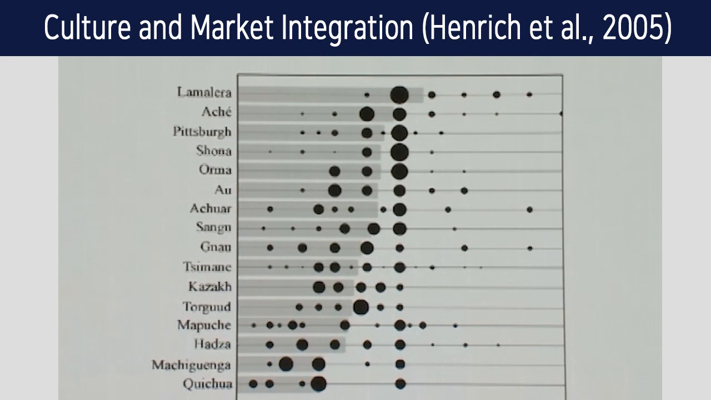In other words, people say, I'll give you a fair amount, but I'll only give you less than half, right? And so they keep more than half for themselves. This is true for every society except for one. You see the society at the very top? It's a society called the Lamalera. So this is a whale hunting village in Indonesia.